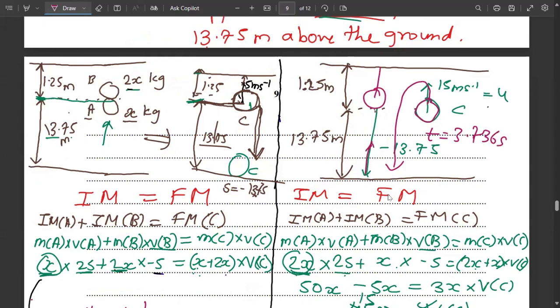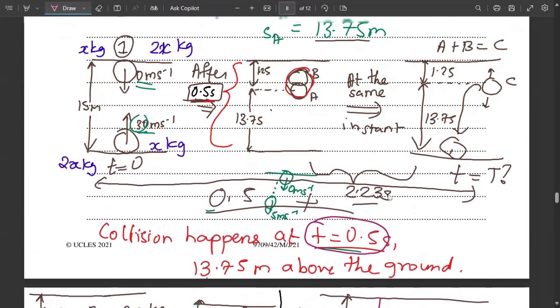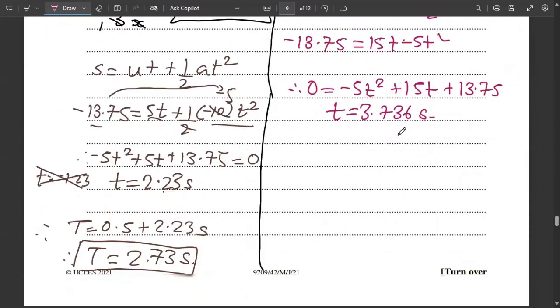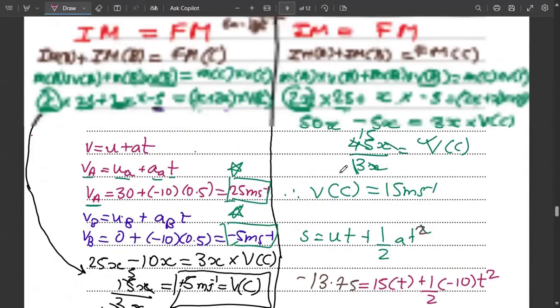But what about the A and B meeting together? When A and B met together, that also might have taken some time. We've already found that that is 0.5 seconds. So the total time it takes for it to reach the ground from initial time 0 will be 0.5 plus 3.736, which is 4.236 seconds. Now let's go to the final question.